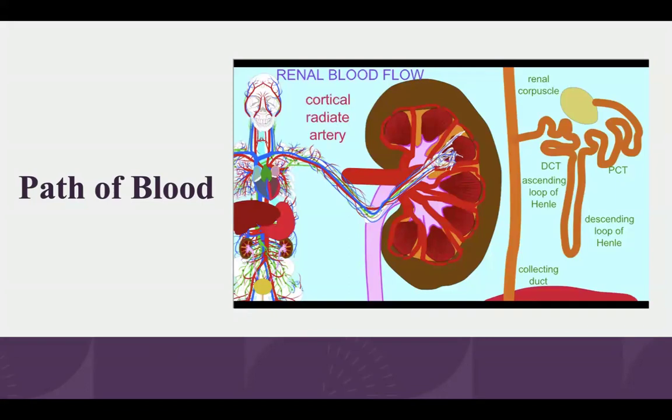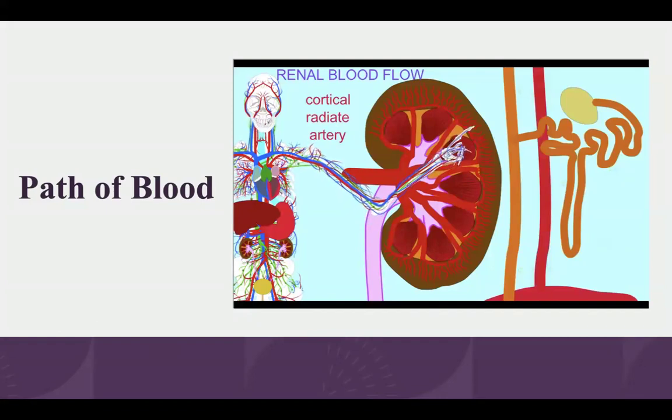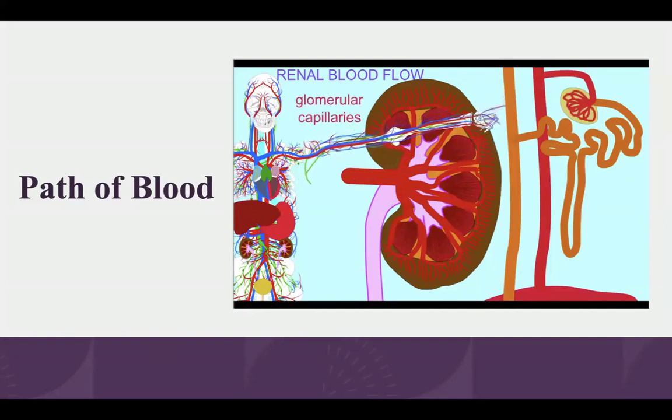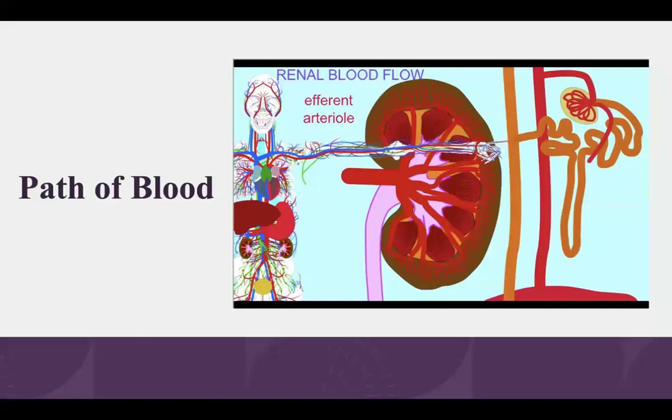And from these arcuate arteries, cortical radiate arteries then approach the cortical tissue. Afferent arterioles depart from these and enter the renal corpuscle, forming the glomerular capillaries. Now, the glomerular capillaries are drained by efferent arterioles. Nowhere else in the body are capillaries drained by an arteriole.